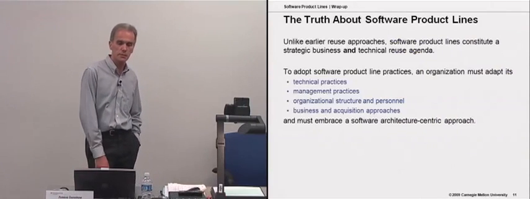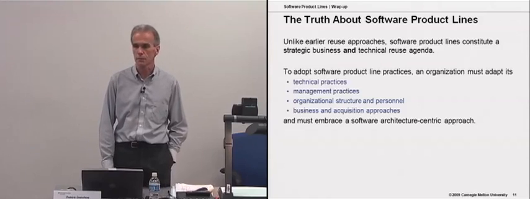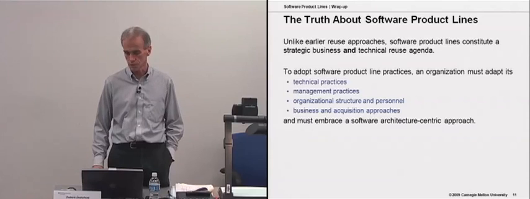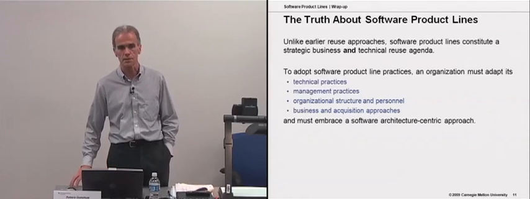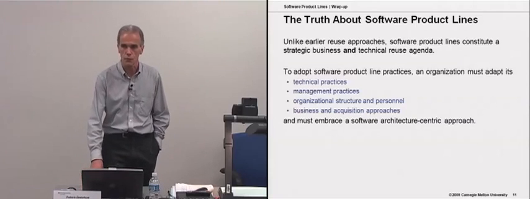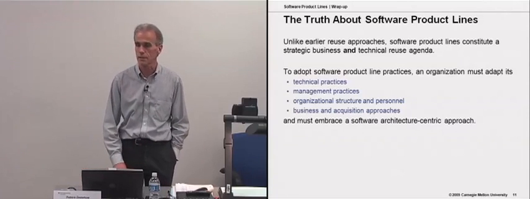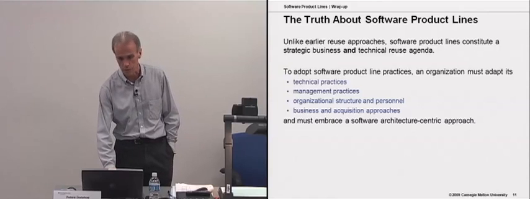So it is a combination of technical and business approaches, and it's centered on this architecture-centric approach. So if you're not already an architecture-centric organization, you need to think seriously about your software architecture needs before you can take on a software product line. And similarly, if you're not already at a reasonable level of process discipline, you will need to shore up some of those weaknesses.